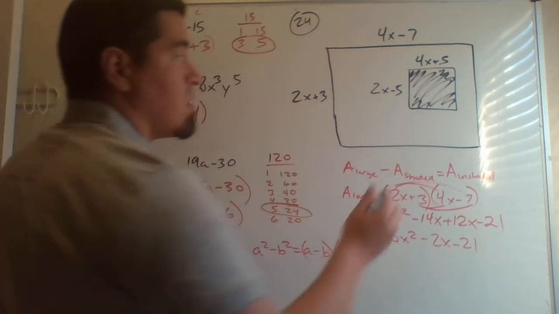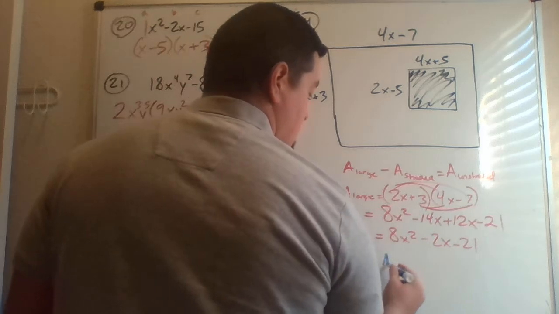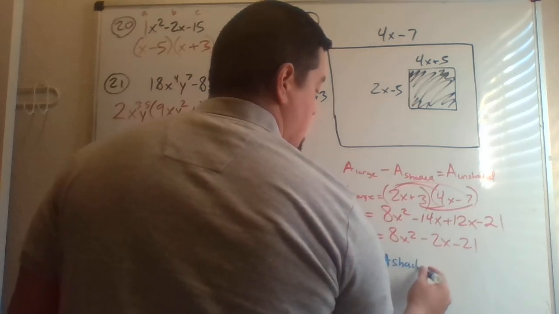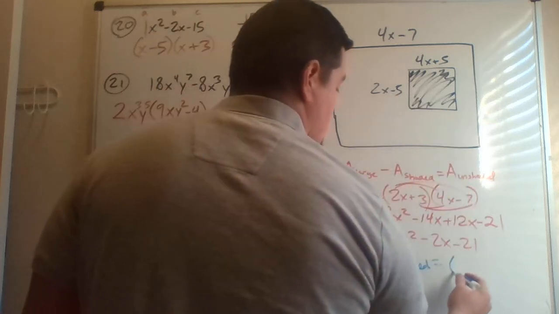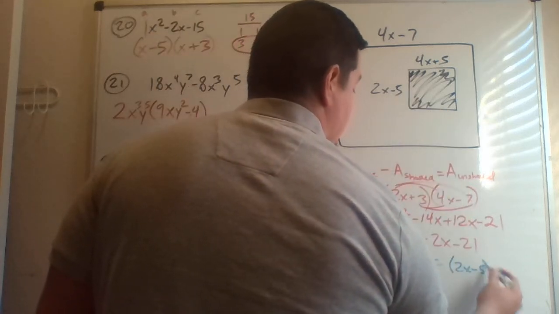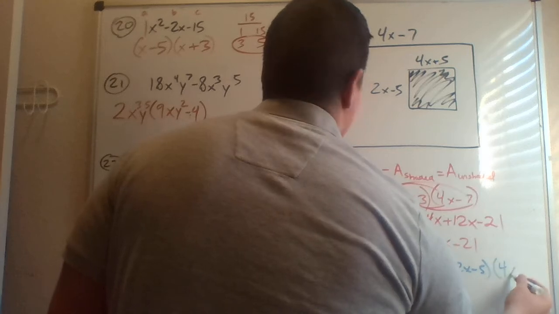Now I'm going to do the area of the shaded rectangle. Okay, so that's 2x minus 5 times 4x plus 5.